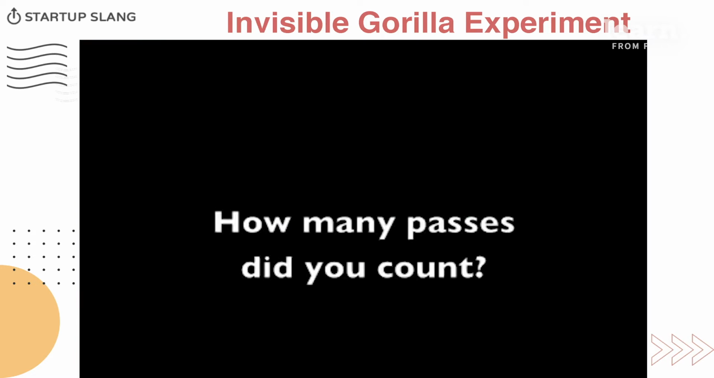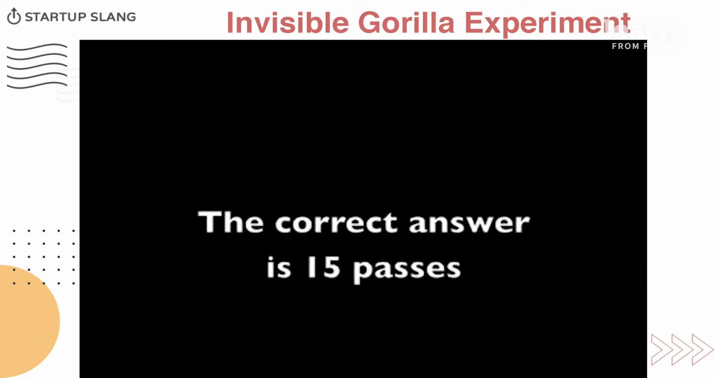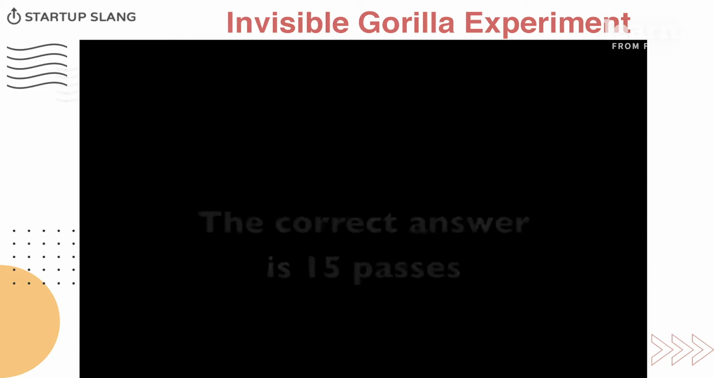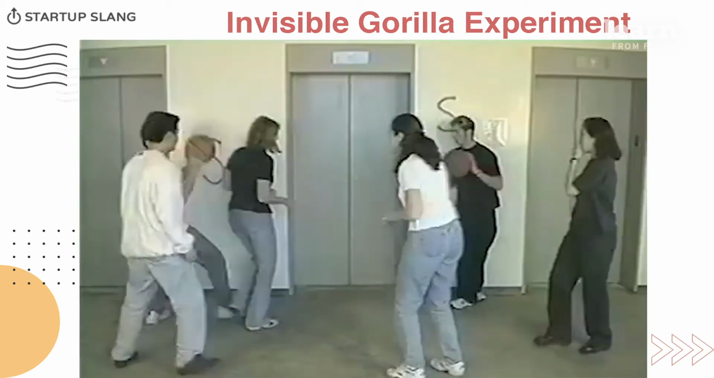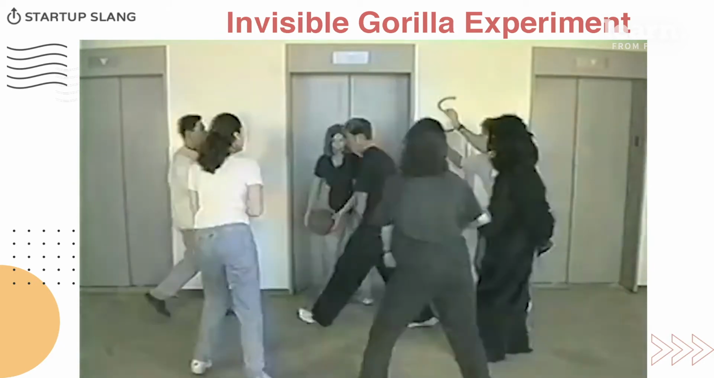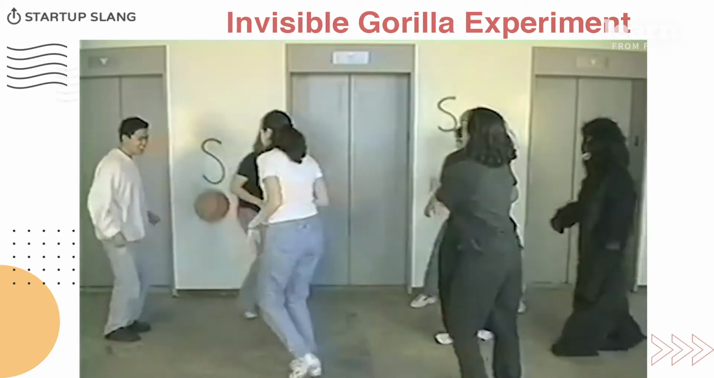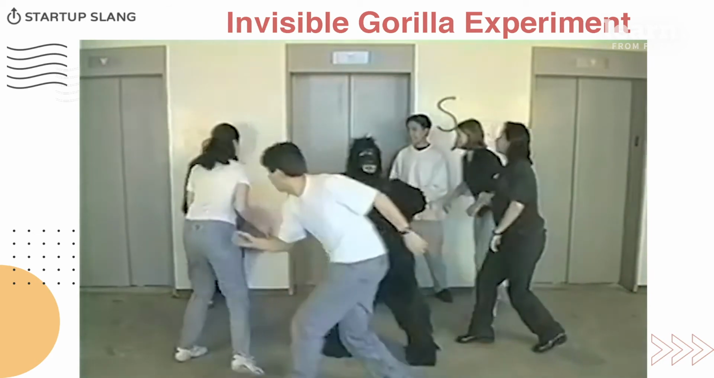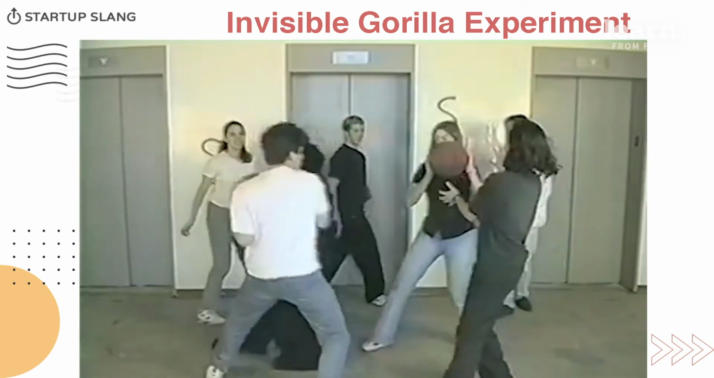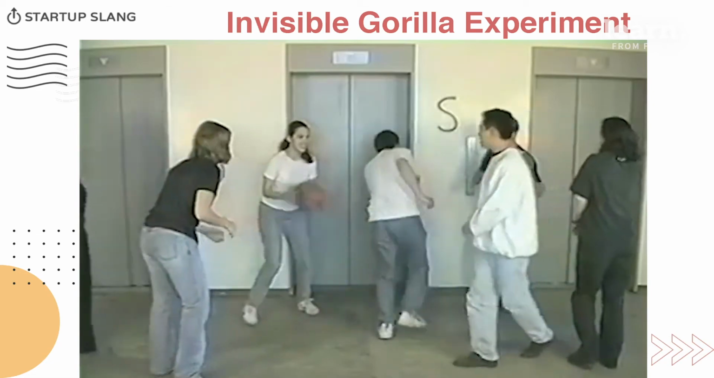How many passes did you count? The correct answer is 15 passes. But did you see the gorilla? See if you can pay attention to this video. Did you catch the gorilla at all?